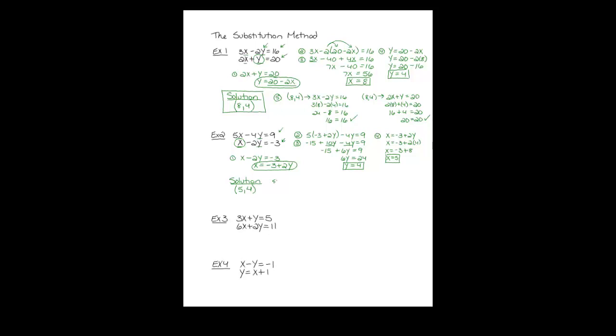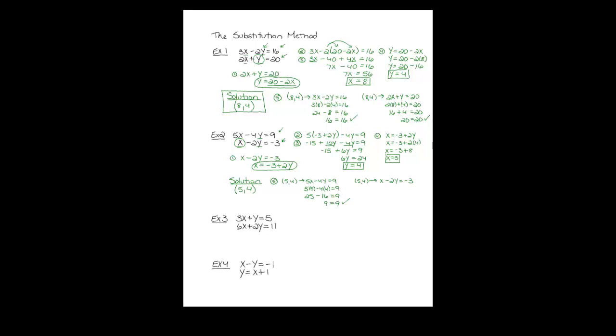And check. Step 5, you always want to check your answer. So take the point 5, 4 and plug it into both of the given equations. So we have 5x minus 4y equals 9. And we're going to do the same with 5, 4 in the other equation, x minus 2y equals negative 3. So starting with 5x minus 4y equals 9, replacing x with 5, y with 4, we have 25 minus 16 equals 9. 25 minus 16, 9 equals 9.